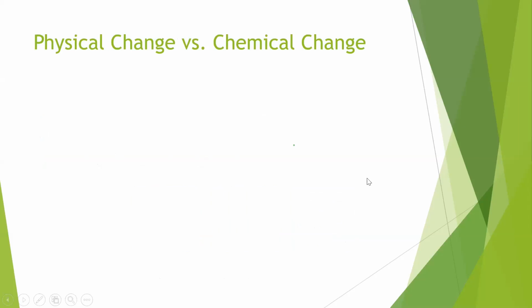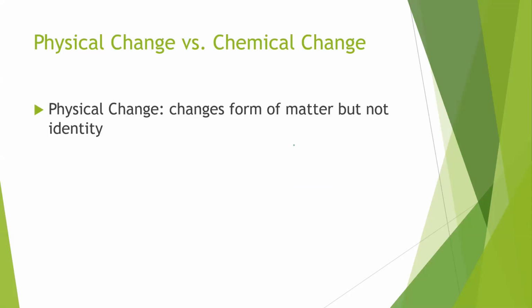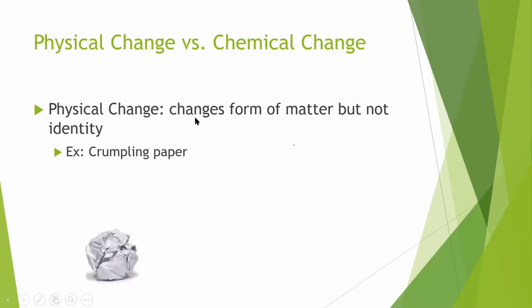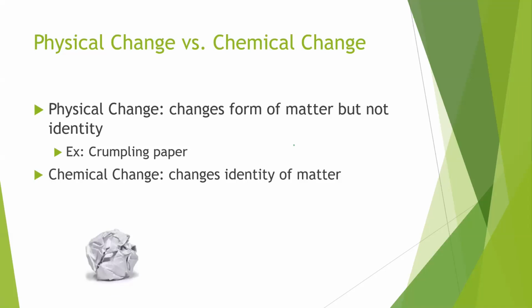So now we're going to learn what a physical change is versus a chemical change. A physical change is a change of the form of matter, but not its identity. For example, with a piece of paper, we can crumple it up, we can tear it, we can rip it. That's all a physical change. The paper is not changed. It's still paper.